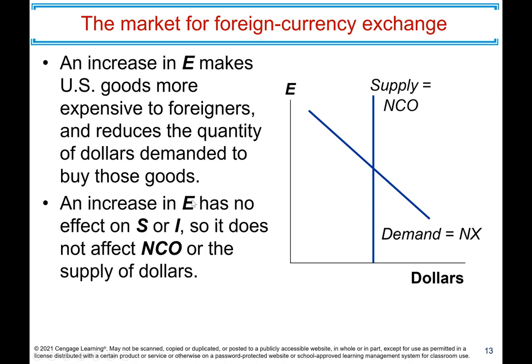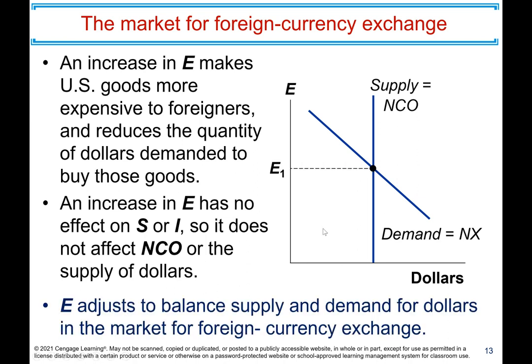An increase in E has no effect on S or I, so it does not affect NCO or the supply of dollars. So the supply curve of NCO is vertical. E adjusts to balance supply and demand for dollars in the market for foreign currency exchange.